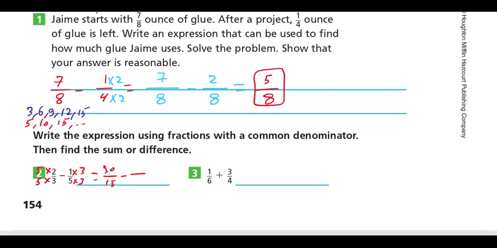Second fraction, 1 times 3 is 3 over 15. The same denominator, 15. So 10 minus 3 is 7.